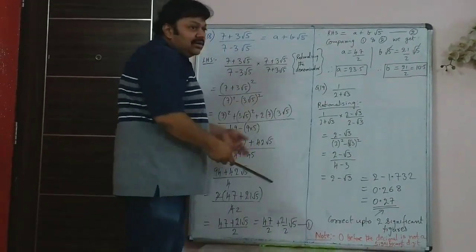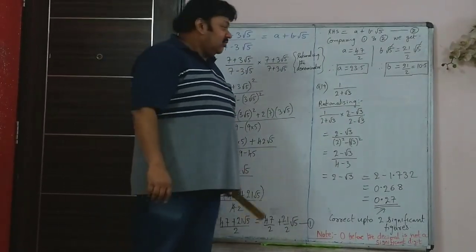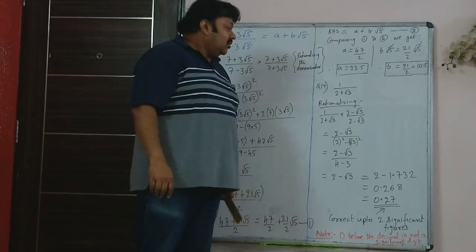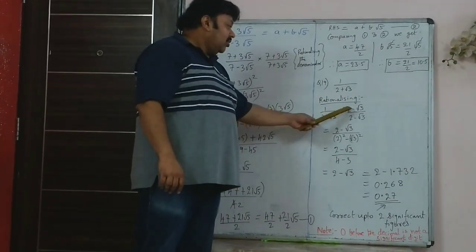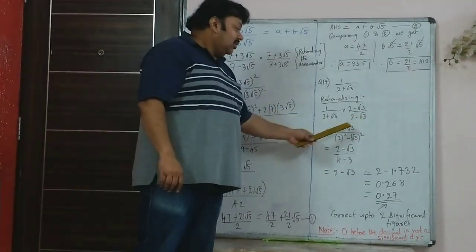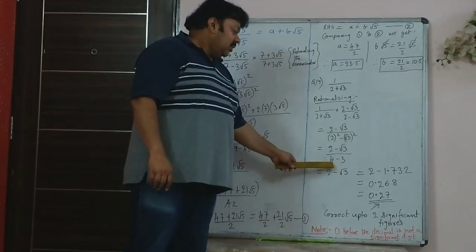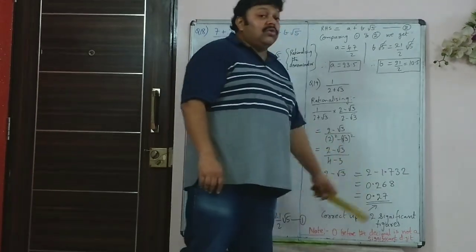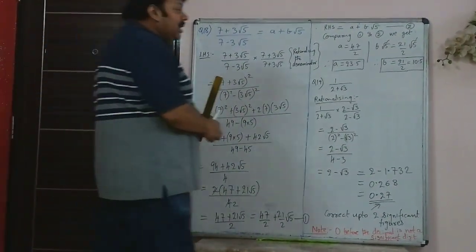This is what I started off with to explain what rationalization actually is. So here we multiply and divide by 2 minus root 3. So when you multiply and divide by 2 minus root 3, the numerator is 2 minus root 3, the denominator is a squared minus b squared, which becomes 4 minus 3, that is 1.